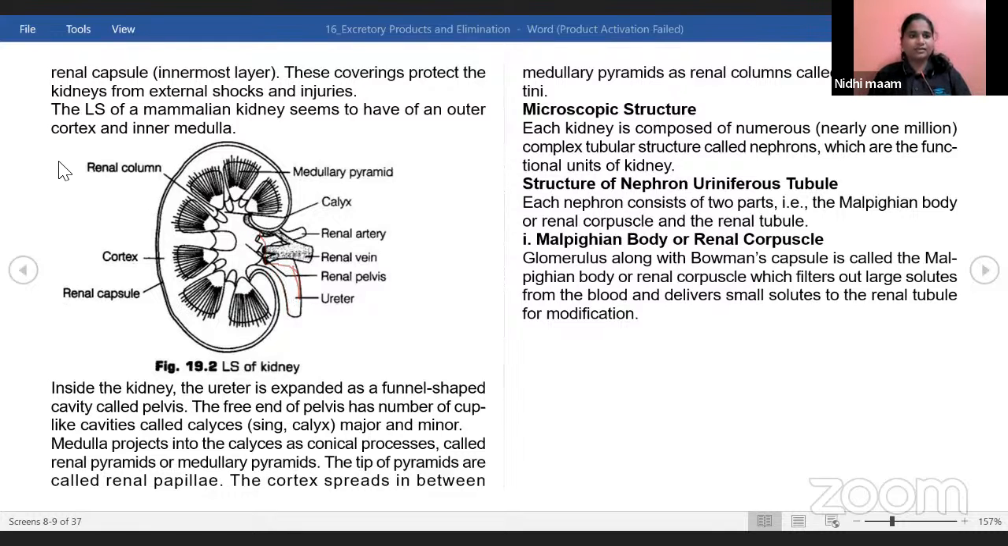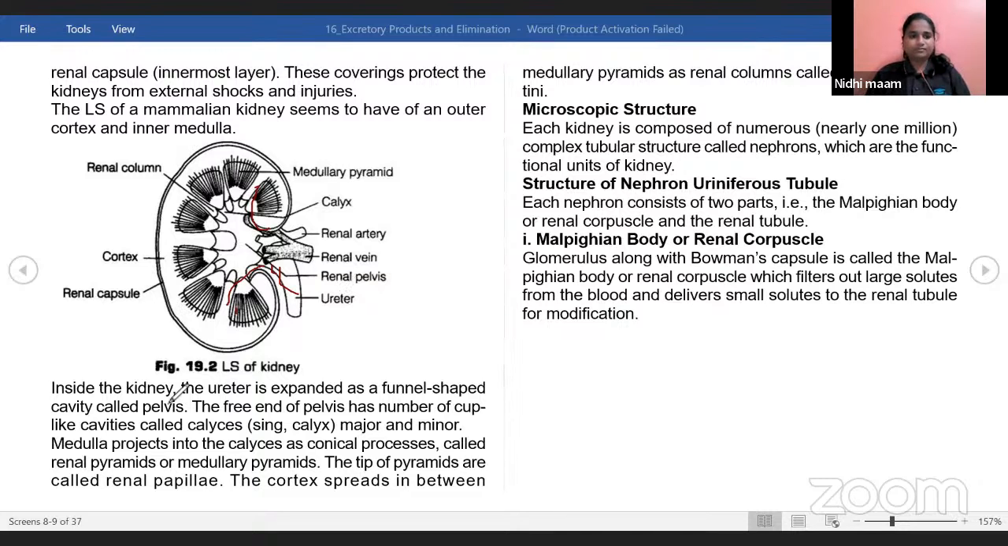ಲೆಟ್ ಮಿ ಟೇಕ್ ದ ನಾರ್ಮಲ್ ಪೆನ್. So here the ureter, ಇಲ್ಲಿ ನೋಡಿ, the ureter has been expanded as a funnel shape. ಈ ರೀತಿ funnel shape ಆಗಿ expand ಆಗಿದೆ. And called a renal pelvis ಅಂತ ಕರಿತೇವೆ ಅದಕ್ಕೆ.